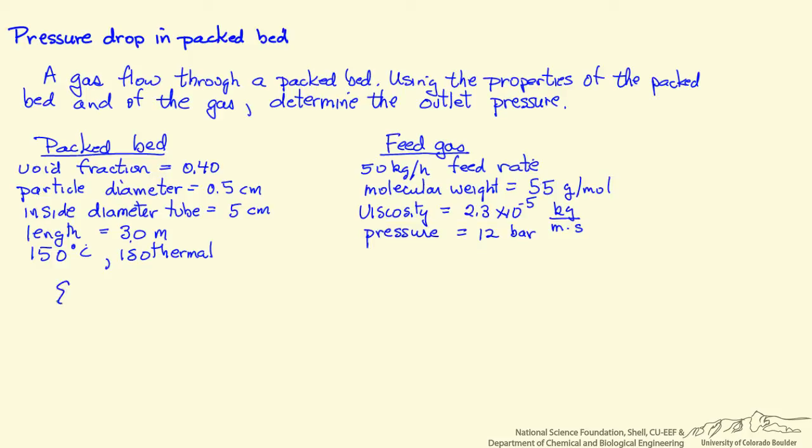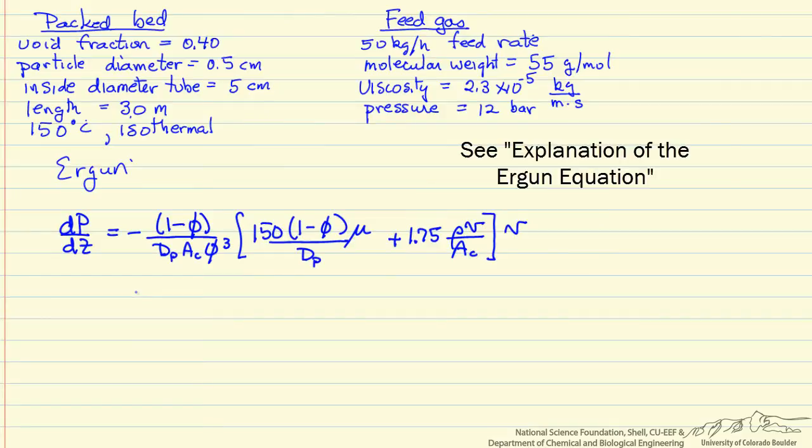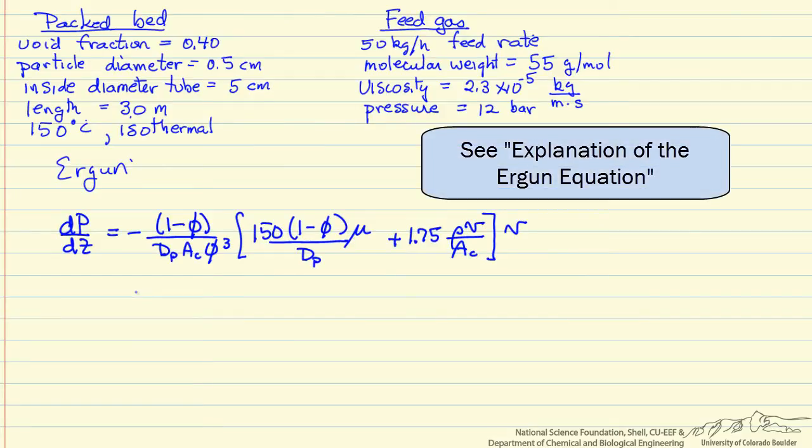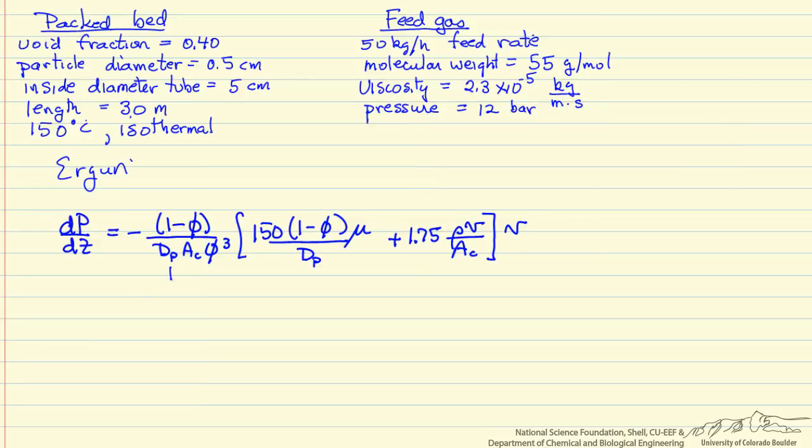To determine that, we're going to use the Ergun equation. I've written the Ergun equation here. There's another screencast that describes each of the terms, but briefly, this is the diameter of the particles. This is the void fraction, cross-sectional area, the viscosity of the gas, mass density, volumetric flow rate, and then distance down the reactor and pressure in the reactor.